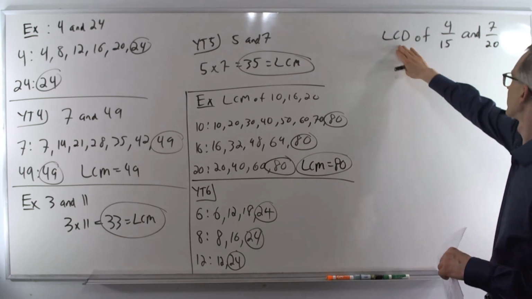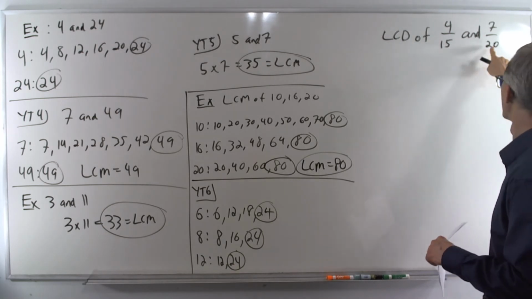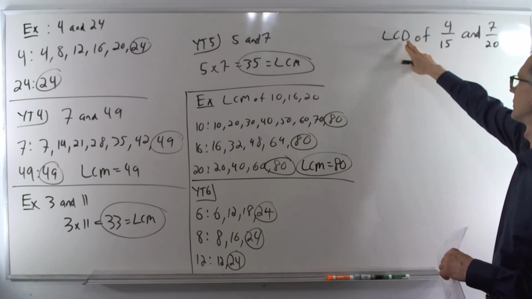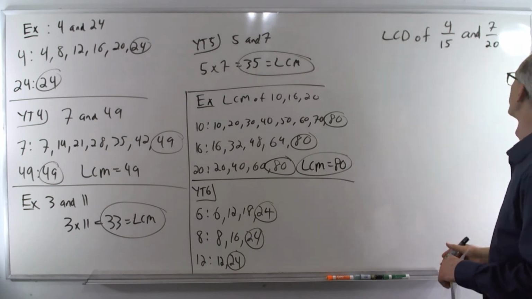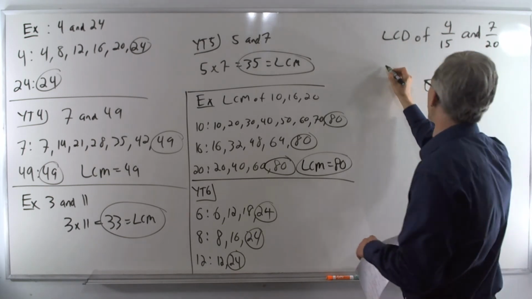Alright, so if we want to find the LCD of two fractions, we're only concerned with the bottom numbers, the denominators. Alright, least common denominator. Don't worry about the numerator. So we're going to do 15 and 20.